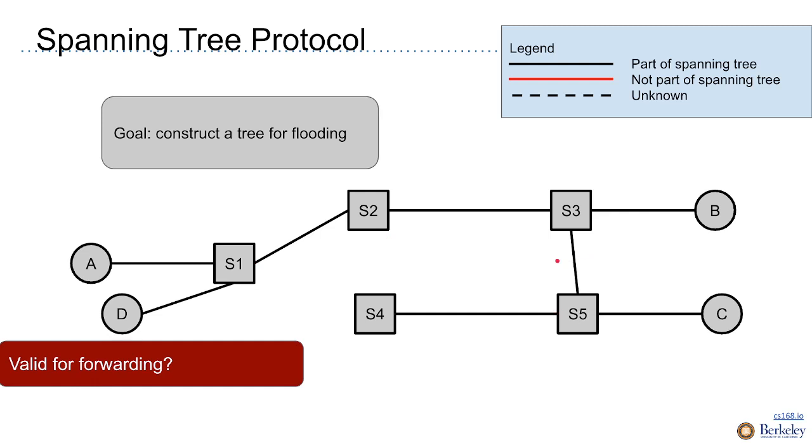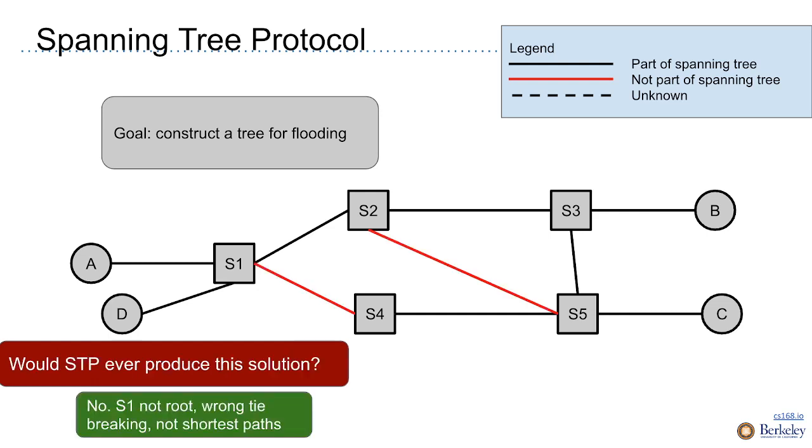This would be a better picture with the other loops. Just nothing there. This is valid, right? Yeah. Would the spanning tree protocol that was described in lectures produce this?